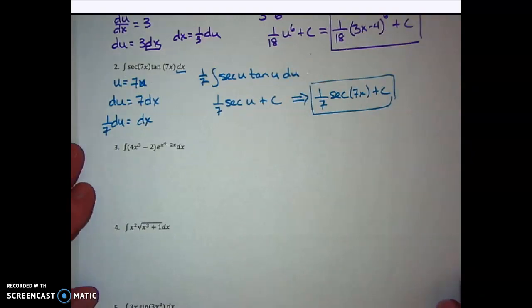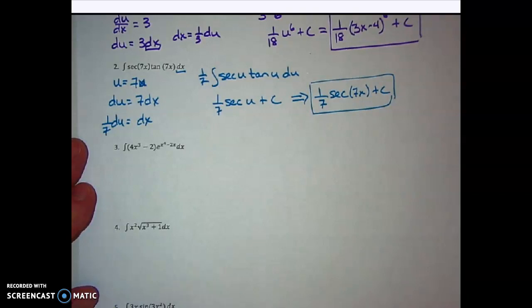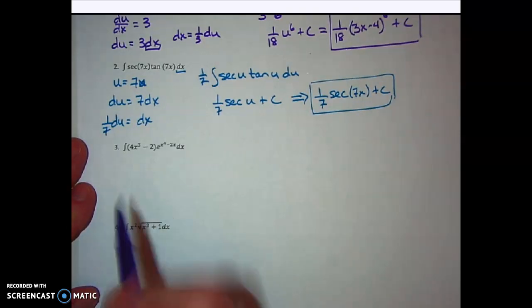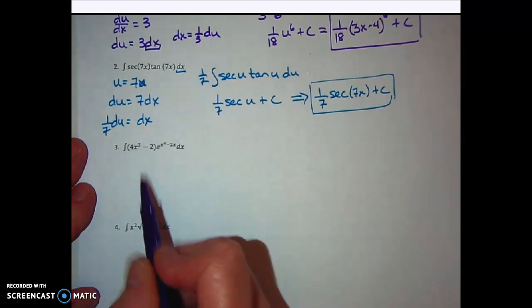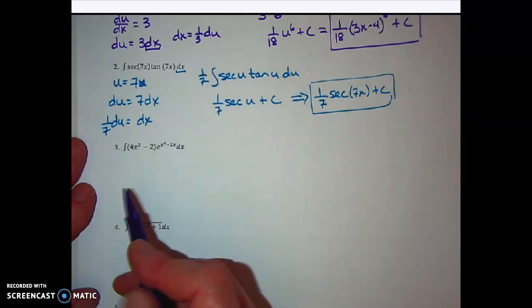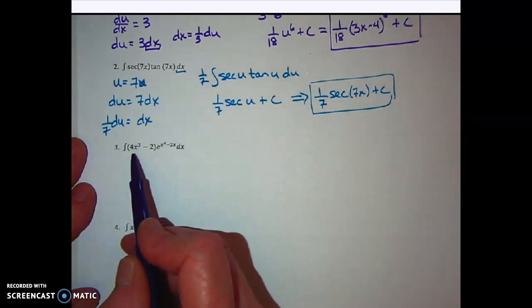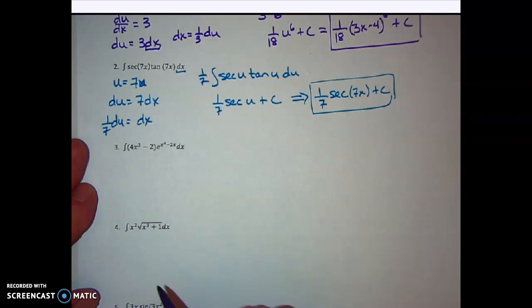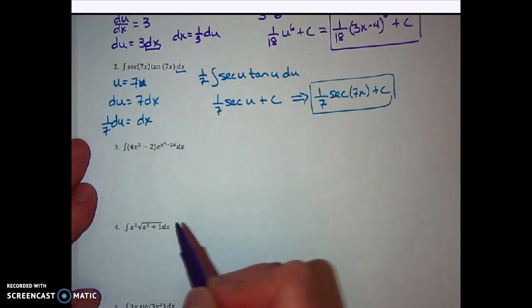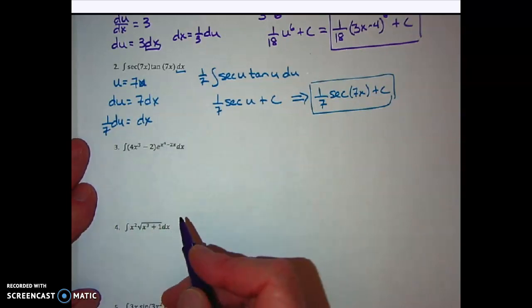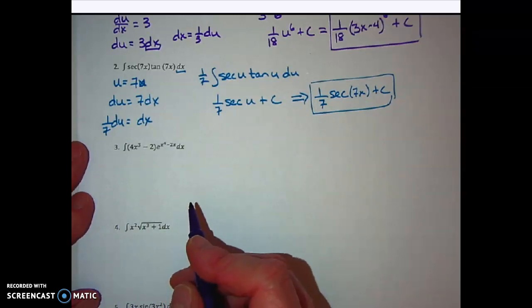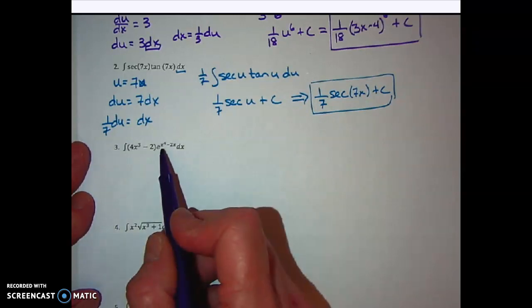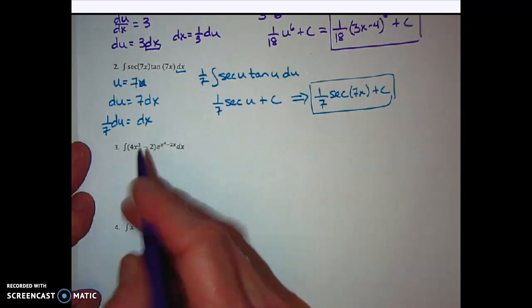For some problems, it's a matter of taking a pause and looking at the different parts. This looks like a really ugly problem. But if we look at this 4x to the 3rd minus 2, well, let's think about what the derivative of that would be. It would be 12x squared. I don't have a 12x squared anywhere. The next most complicated part is my exponent of the e, x to the 4th minus 2x. And the derivative of that is 4x to the 3rd minus 2.